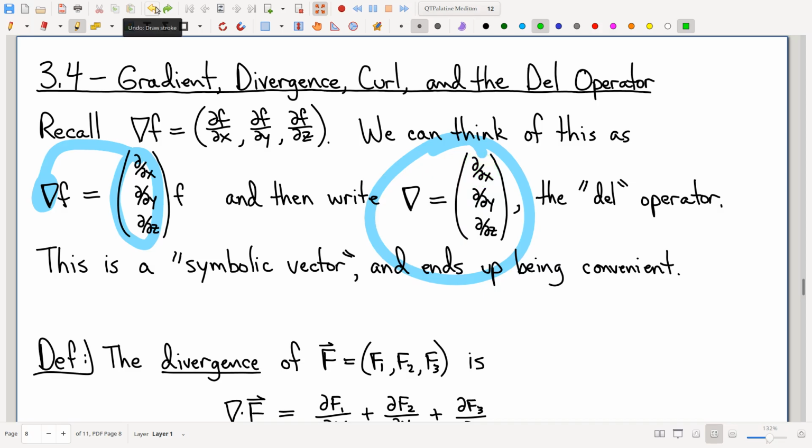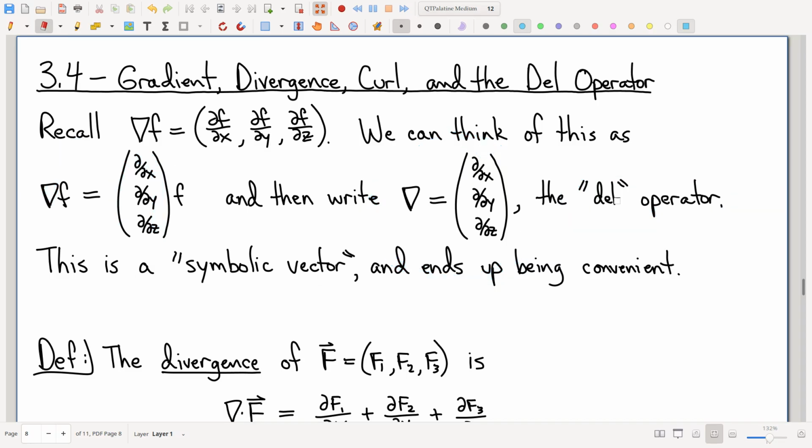Okay, so this thing, the operator alone by itself, is called del. It's not called gradient. Gradient is what you get when you apply it to a function. This is called the del operator, and it turns out we're going to do many things with del other than gradient, in addition to gradient. Okay. All right, so that's just a notation.